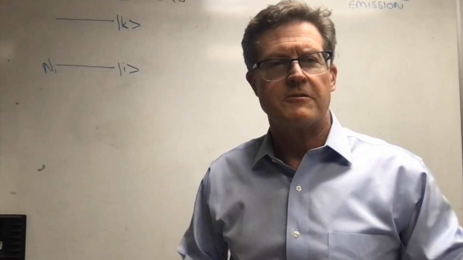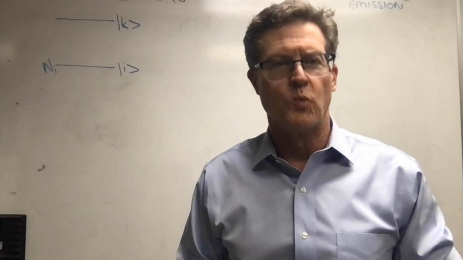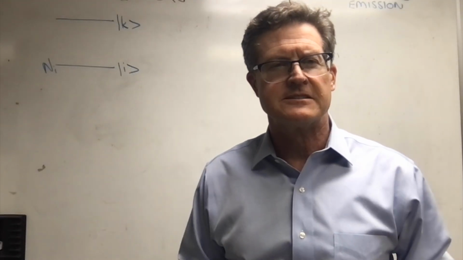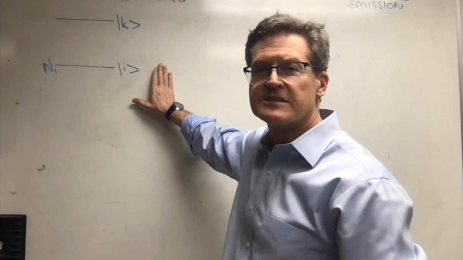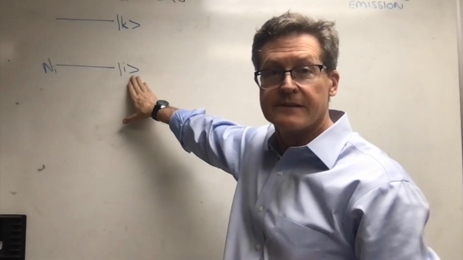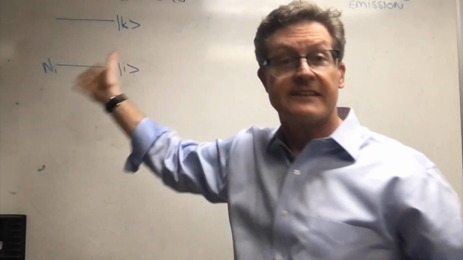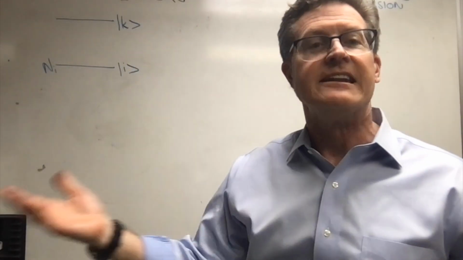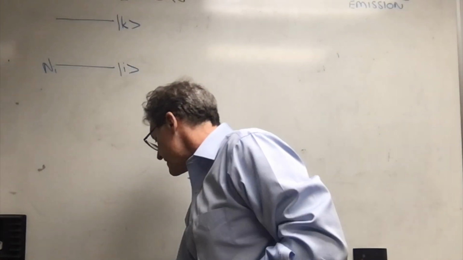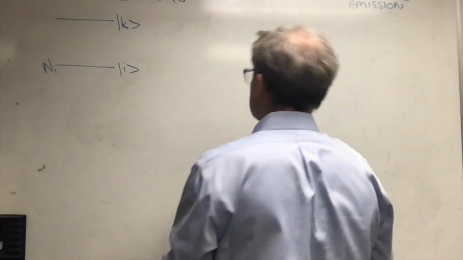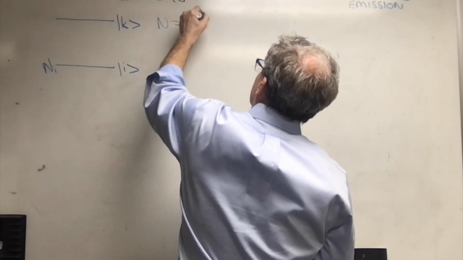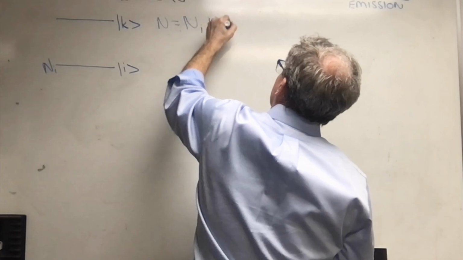Okay, so let's try to imagine how a laser could work. How does a laser work? Let's start with the simplest system we could think of, a two-level system: some initial state, ket I, and an excited state, ket K. There's some initial population, Ni, in that ground state. The total population in the system would just be Ni plus Nk.